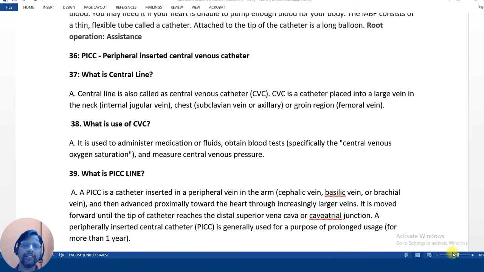What is PICC line? So basically PICC line means peripherally inserted central venous catheter. So what is central line? Central line is also called a central venous catheter. Usually in the documentation we will see it as CVC. So CVC is a catheter placed into a larger vein in the neck or chest or groin. If it is in the neck area, internal jugular vein. If it is in the chest area, subclavian vein or axillary. Or if it is in the groin area, you can check femoral vein.